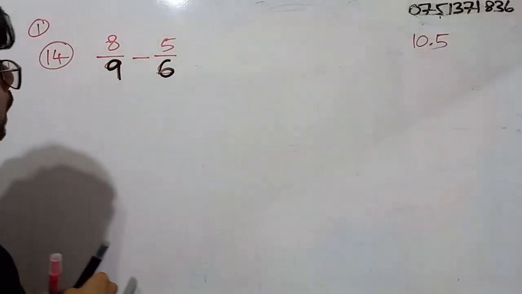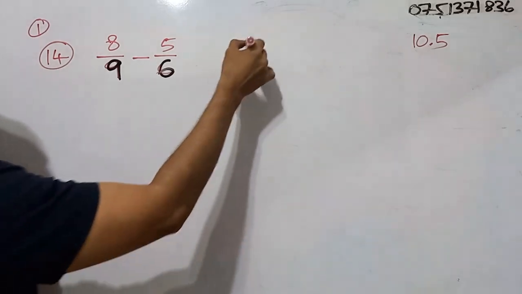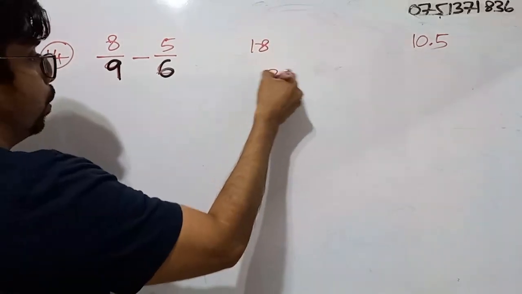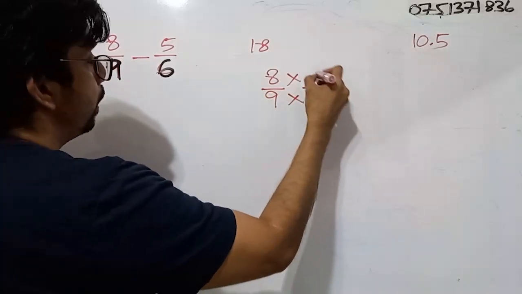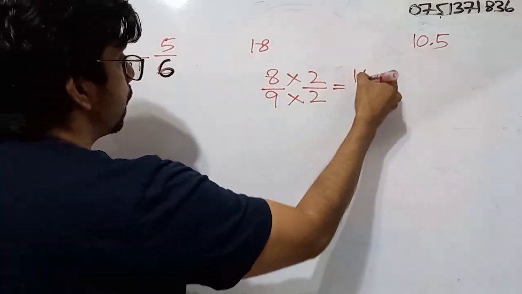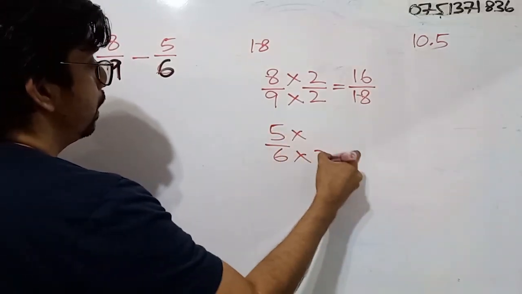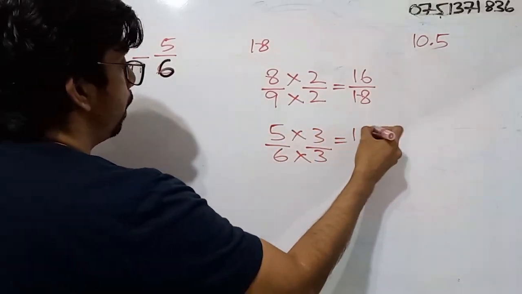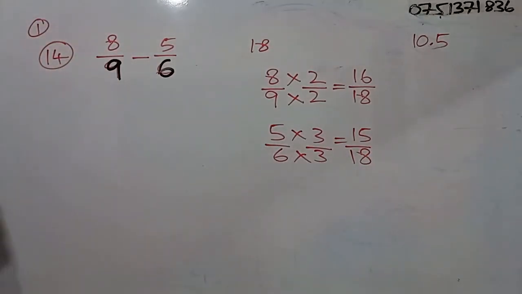So here we have another two fractions where the denominators are different. So we have to consider the LCM of 9 and 6. So it will be what? 18. So 8 by 9, I will have to multiply both numerator and the denominator by 2. So this becomes 16 by 18. 5 by 6, I will have to multiply the denominator and the numerator by 3. So this becomes 15 by 18.